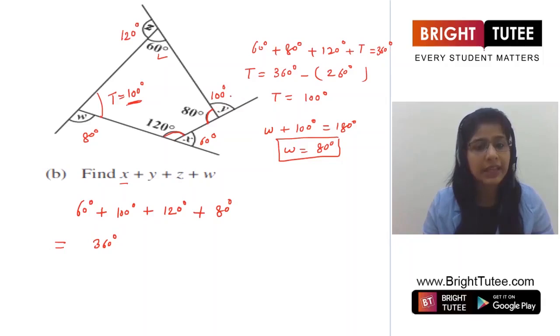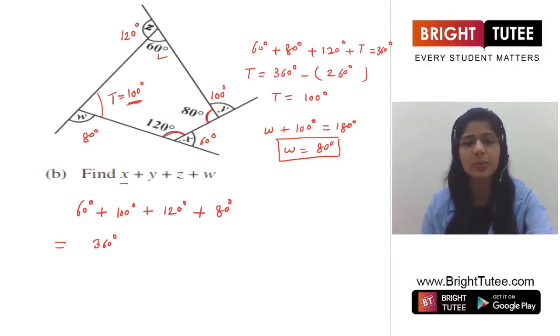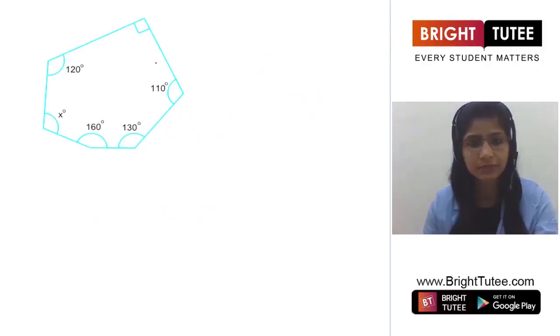That means the exterior angles, whose sum will also be equal to 360 degrees. Clear? So this is how we get the value of the angles which are asked in the question. Now let us go to some more practice questions.